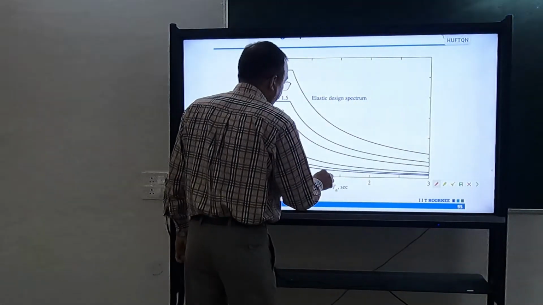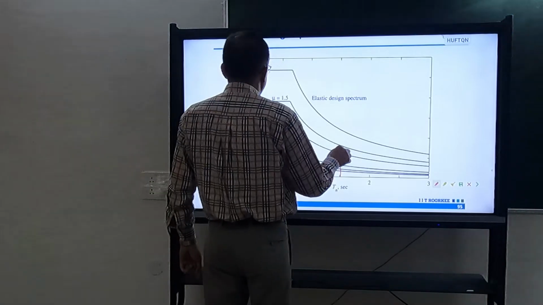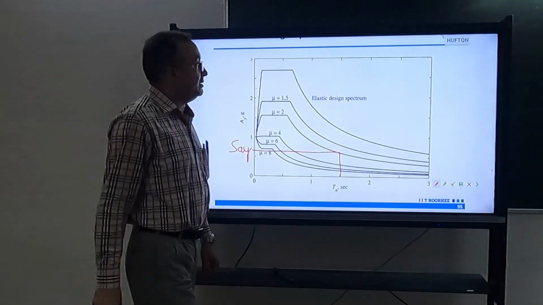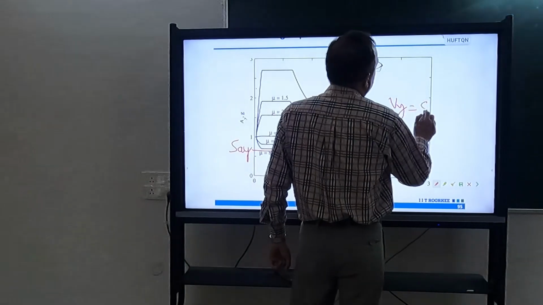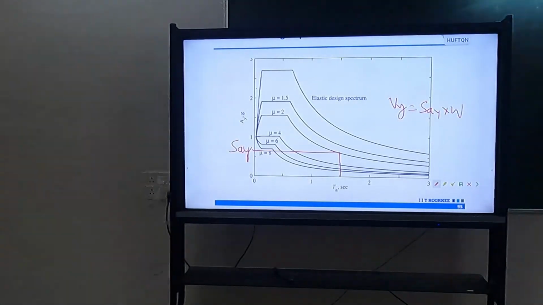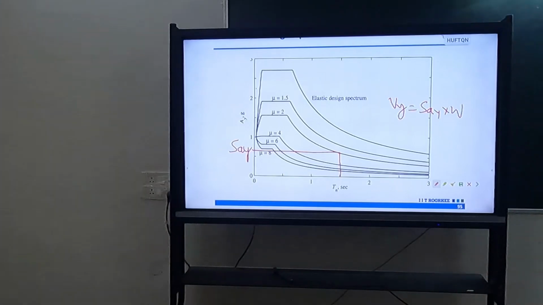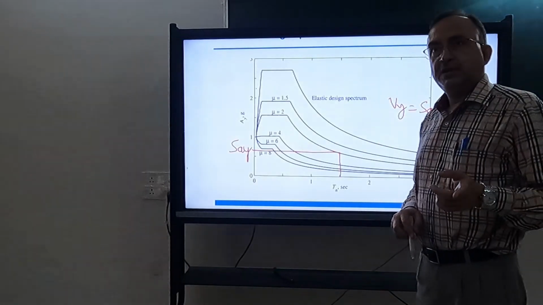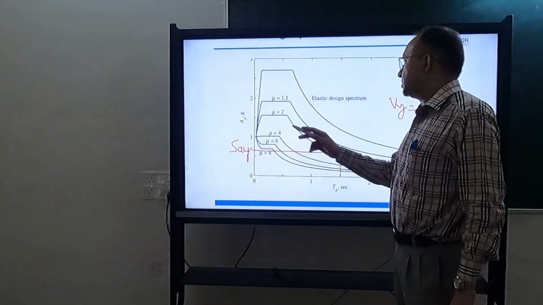Suppose my structure has a period of 1.5 seconds and ductility of 2. Then I will read the value of SAY from here, and I have to design my structure for Vy equal to simply this SAY into W. How is it different from the original response spectrum? There we were getting Vb, base shear, SA into W. That was the base shear which will occur if the structure is not yielding at all. Here we are obtaining this Vy when my structure will yield, and it will yield in such a way that the ductility demand under this earthquake will be equal to 2.